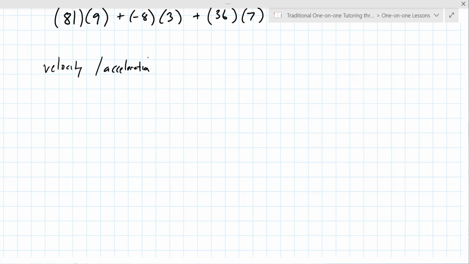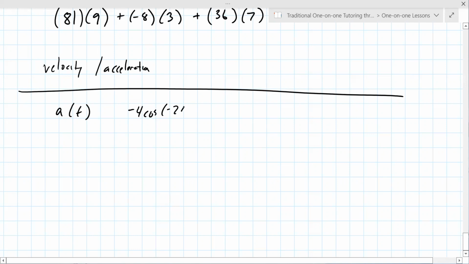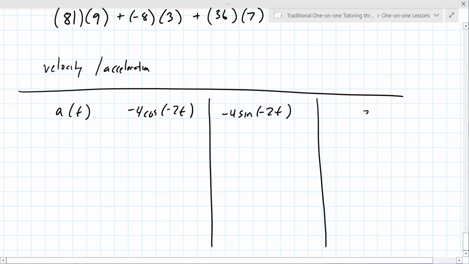Yeah, let me grab it here. So they're giving you the acceleration vector, -4 cosine -2t, and 3t. It's really like 3 separate problems, so I'm going to show it that way. Let's do the easy one. What is the antiderivative of 3t? You add 1 to the exponent: 3 halves t squared. Yeah, but it's plus c, okay?